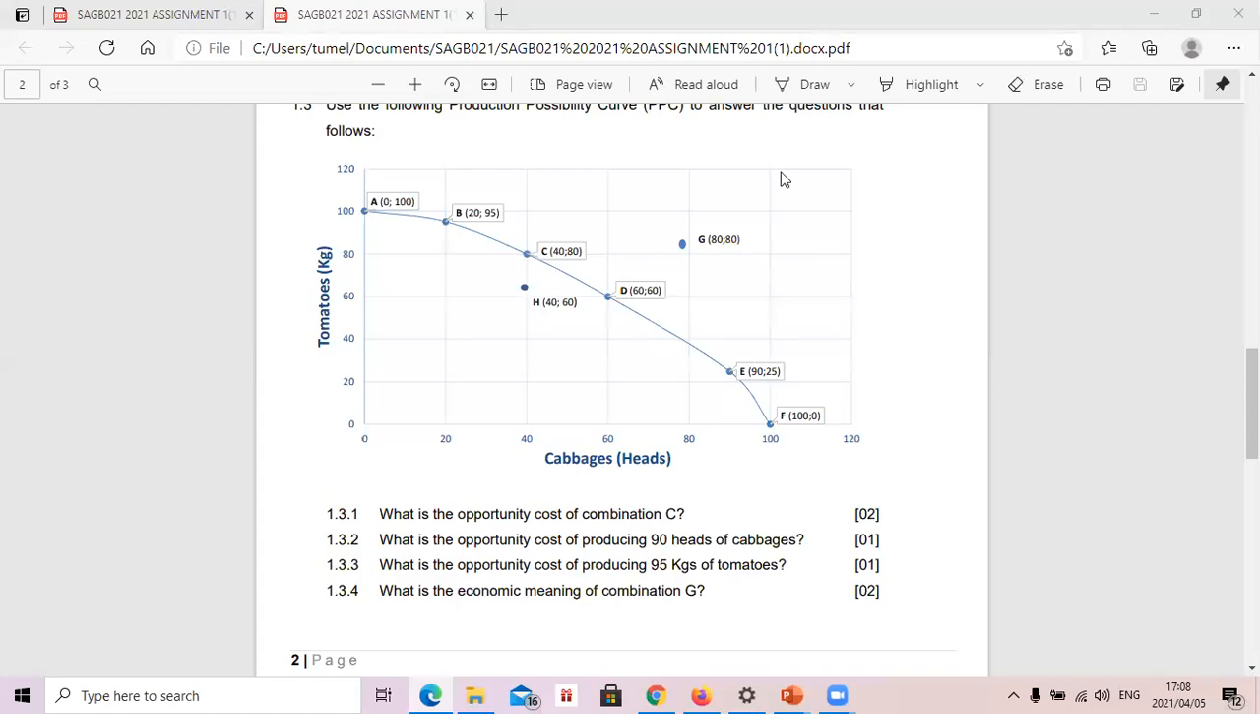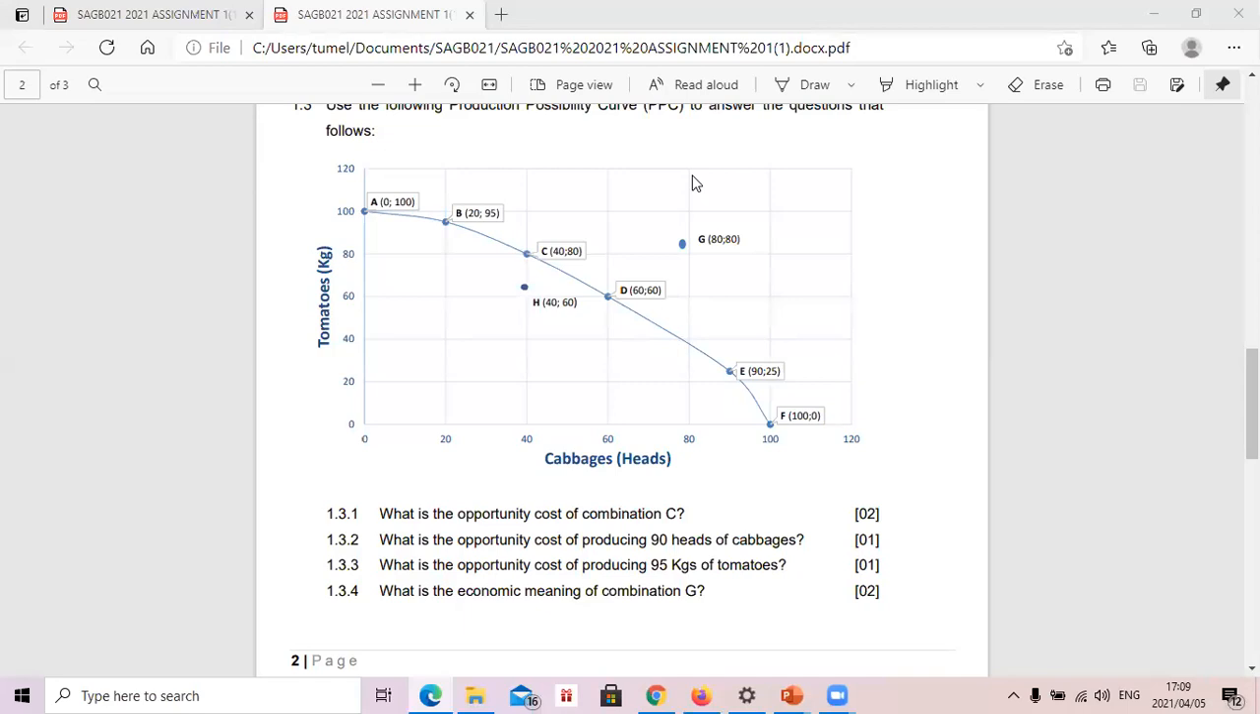Now you are ready. Your answer is correct. But don't write 75 kgs of tomatoes alone. You say the opportunity cost of producing 90 heads of cabbages is that answer. 1.3.3, what is the opportunity cost of producing 95 kgs of tomatoes? Which product are we going to use? Cabbage. Good. So which combination is it? B. Combination B. Good. Now, what is the opportunity cost? 80. Good. The opportunity cost of producing 95 kgs of tomatoes is 80 heads of cabbages. Then you get all your marks.